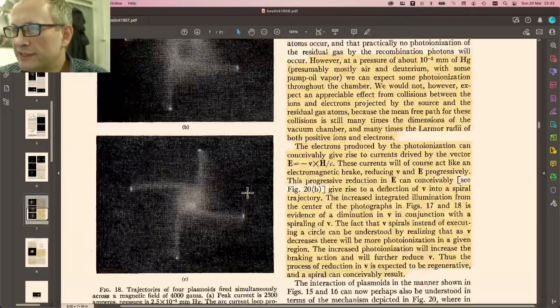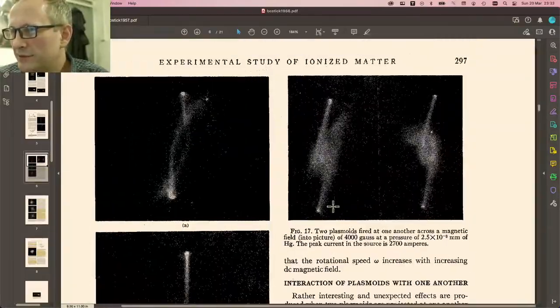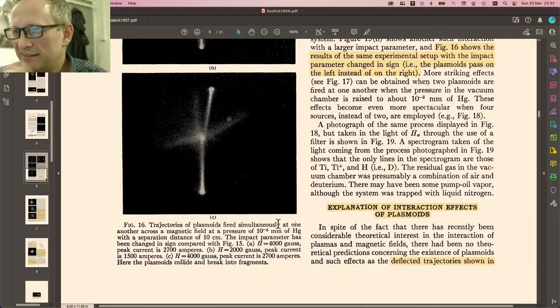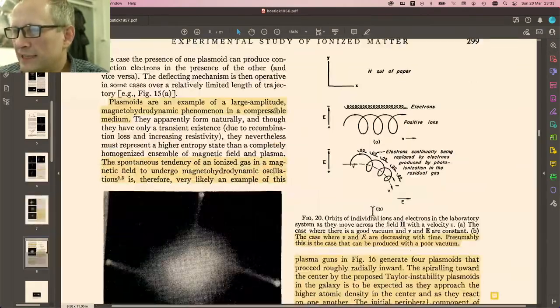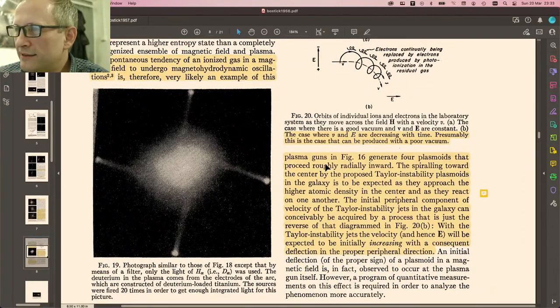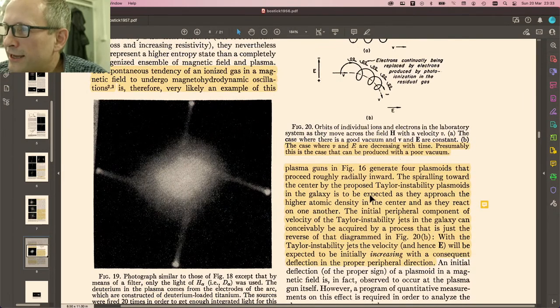No, it's figure 19. Figure 16 is 18. Is this one? No, this one. That's two. I think he means this one. Just as the four, I guess, found a mistake in his paper.